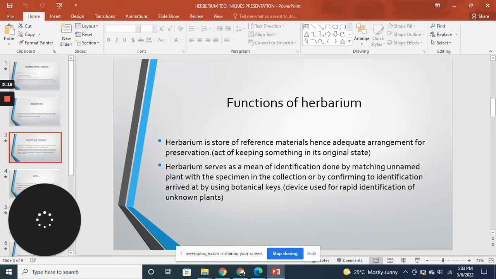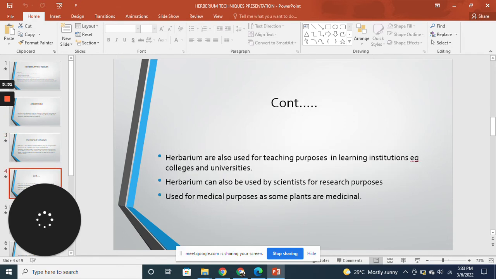Yes, herbarium is also a store of reference materials, and they are arranged for preservation. Here, the term preservation is the act of keeping something in its original state. Also, we have herbarium used for teaching purposes in learning institutions, for example, in colleges and universities. We also have the herbarium used in the scientific field, for scientific purposes, and also for medicinal purposes, as some of the plants are medicines.